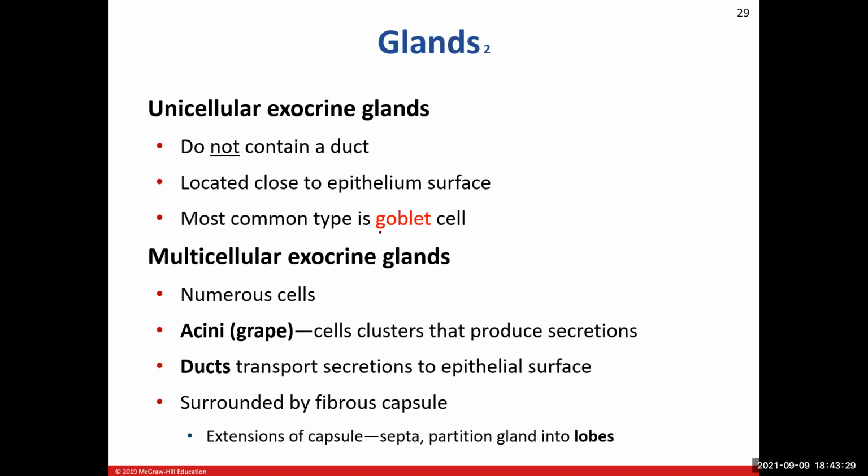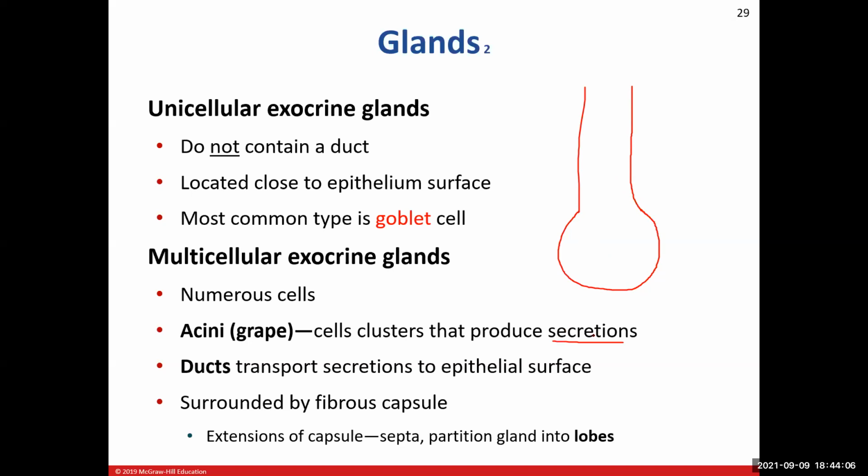Of course we talked about the goblet cell. Now we're going to talk about our multicellular exocrine glands. To do that, we're going to talk about the two parts of a gland. There's the acini, which is kind of like a bulge or rounded area of the gland. I describe it as a grape, and that's the part of the gland that makes stuff. And then you have the tube that the stuff that was made is going to travel through to get to the surface of the epithelium, and we call that the duct.